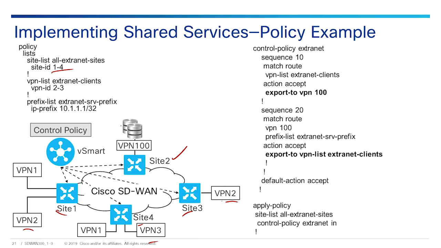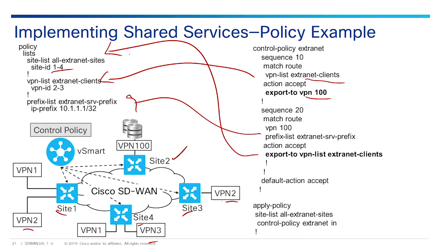Okay? So here's our policy. We're going to match the extranet clients. So this guy references there, and we're accepting them and we're saying that they can go to VPN 100. All right? And then we're saying also on VPN 100, the service prefix up here is accepted as well, and we can export that to extranet clients. So the goal here is that all sites are going to get this prefix. So this prefix is going to be distributed out to everybody.